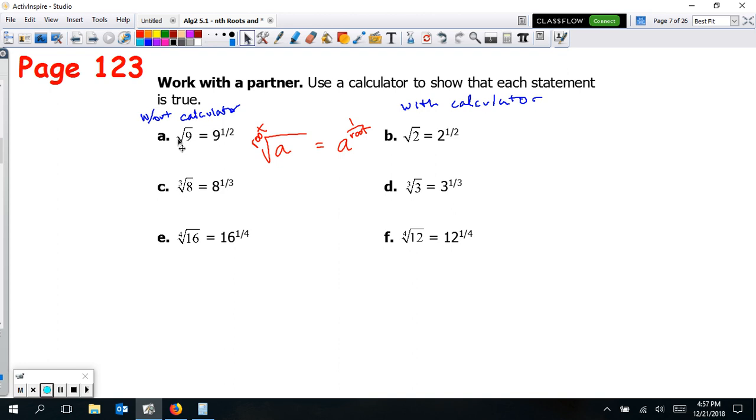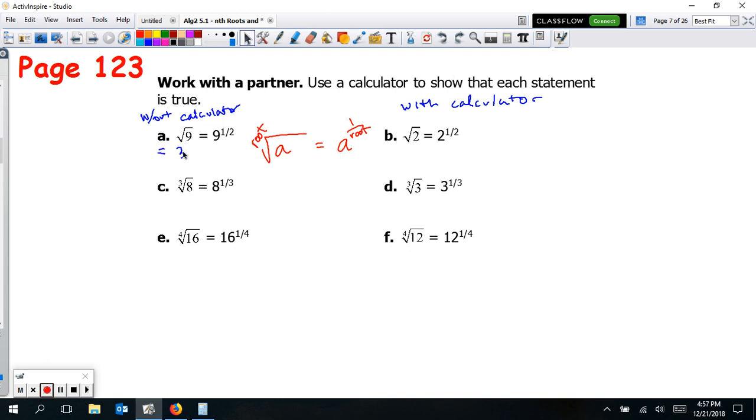So this side here, we know we're going to use it without a calculator. We can just see it. We can see here that's showing us it means the same thing. The square root of 9 means 9 to a 1/2 exponent, or 9 to 1/2 means the square root of 9. We know the square root of 9. We can do that without a calculator. That's going to be 3 on that one.